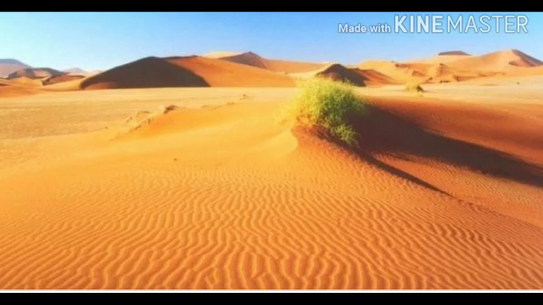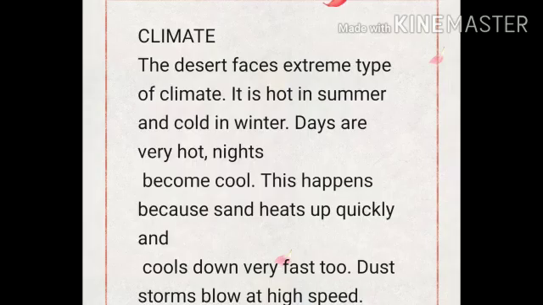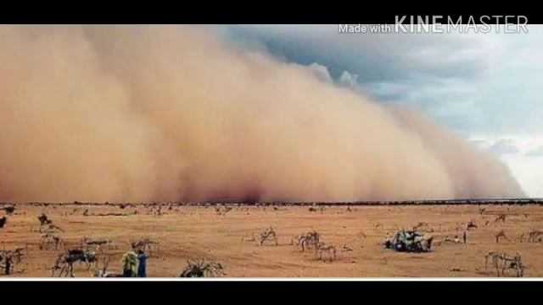Children, look at this vast sandy area. The desert region remains hot and dry throughout the year. The desert faces an extreme type of climate. It is hot in summer and cold in winter. The days are very hot and the nights become cool. This happens because the sand heats up quickly and cools down very fast too. Winter days are pleasant, but winter nights are very cold.